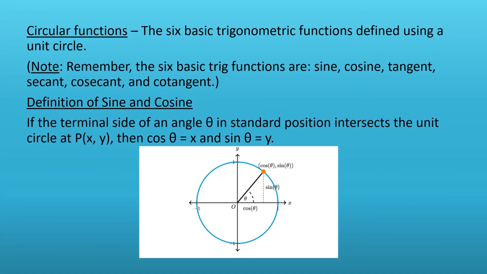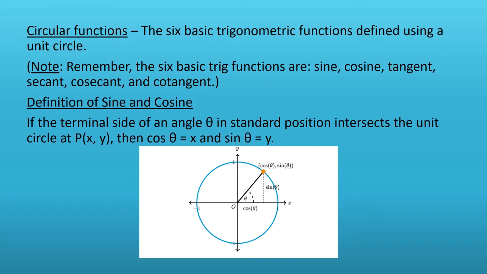First, we have circular functions. Circular functions are defined as the 6 basic trigonometric functions defined using a unit circle. Note, remember the 6 basic trig functions are sine, cosine, tangent, secant, cosecant, and cotangent. Definition of sine and cosine: if the terminal side of an angle theta in standard position intersects the unit circle at point P(x, y), then cosine of theta equals x and sine of theta equals y.